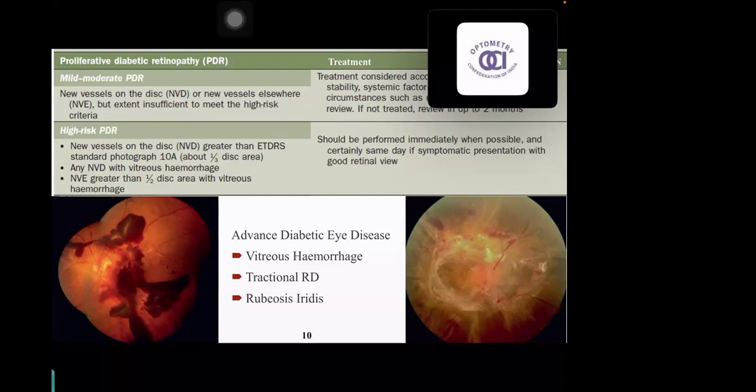So in short, NPDR is vascular leakage and ischemia. PDR is neovascularization and scarring. Once the disease reaches the proliferative stage, the risk of severe visual loss increases if not treated properly.